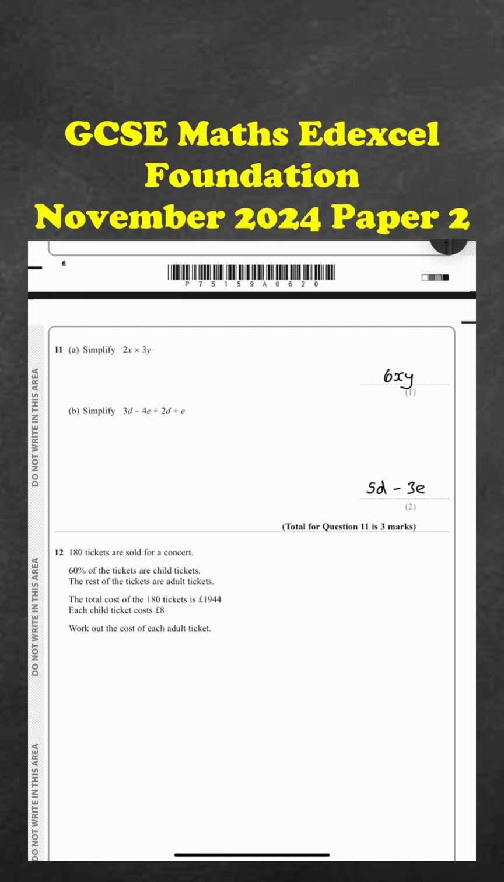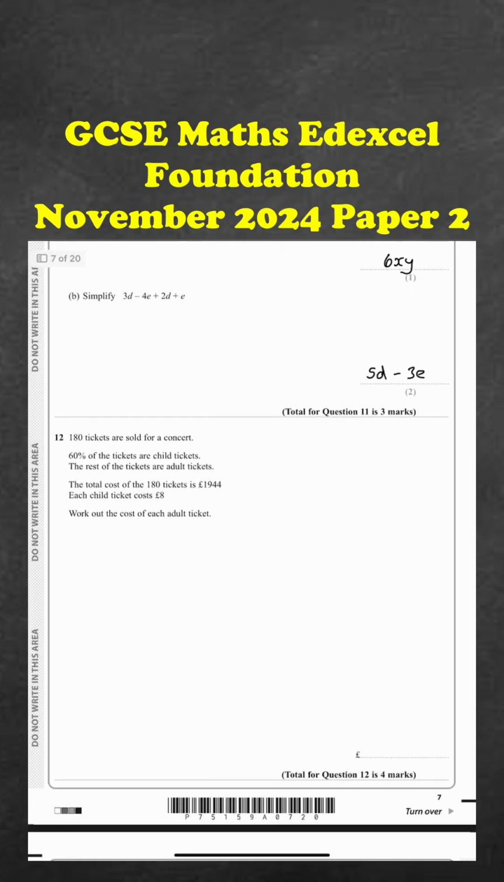Question number 12. 180 tickets are sold for a concert. 60% of the tickets are child tickets. The rest of the tickets are adult tickets. The total cost of the 180 tickets is £1944. Each child ticket costs £8. Work out the cost of each adult ticket.